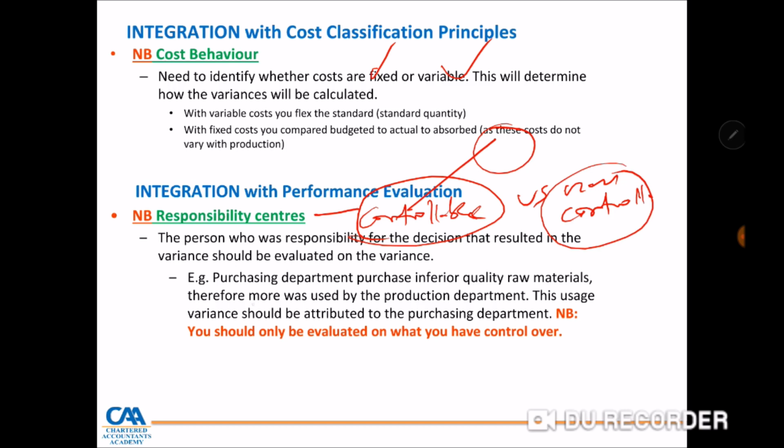So here I've got an example. A purchasing department may purchase inferior quality raw materials, and therefore more was used by the production department. So this usage variance should be attributed to the purchasing department, not to go and hammer the production department. Because the production department only used materials that were given to them from the purchasing function. So this is also how variance analysis can be integrated within performance evaluation.